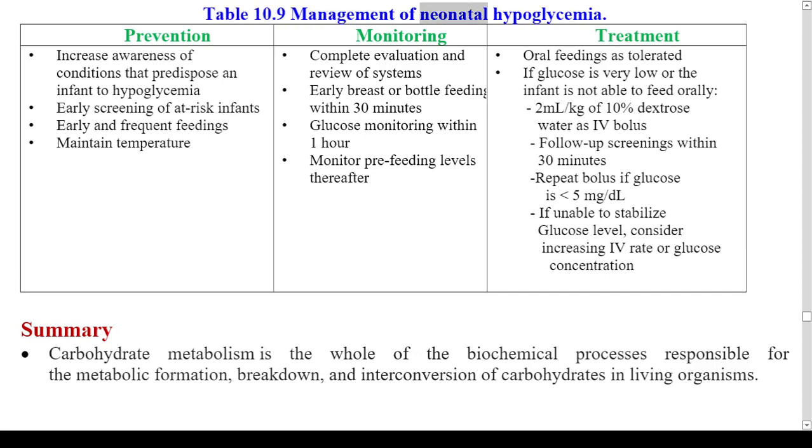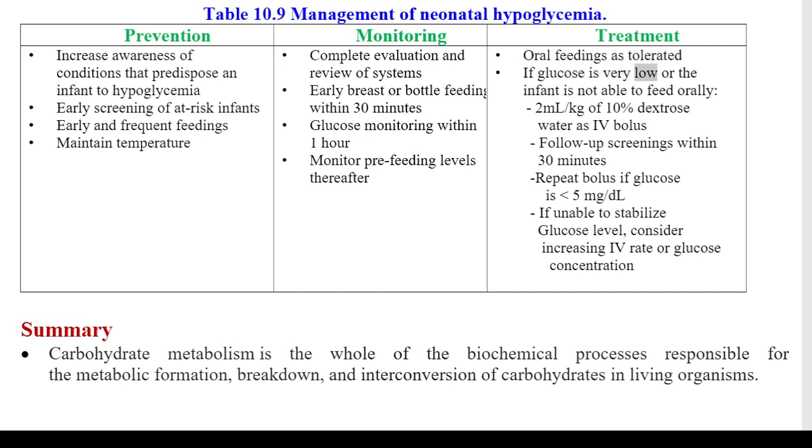Table 10.9: Management of neonatal hypoglycemia. Prevention, monitoring, treatment. Increase awareness of conditions that predispose an infant to hypoglycemia. Early screening of at-risk infants. Early and frequent feedings. Maintain temperature. Complete evaluation and review of systems. Early breast or bottle feeding within 30 minutes. Glucose monitoring within 1 hour. Monitor pre-feeding levels thereafter. Oral feedings as tolerated.